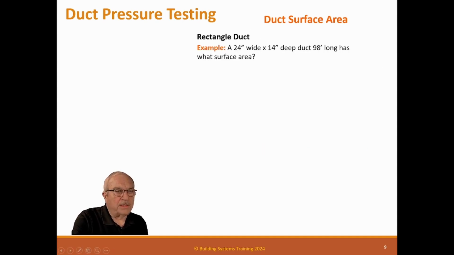All right, let's look at an example. If you have a rectangular duct that's 24 inches wide and 14 inches deep and 98 feet long, what is the surface area?